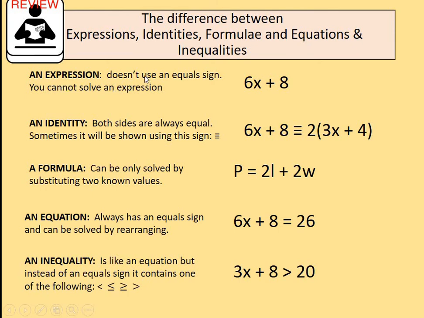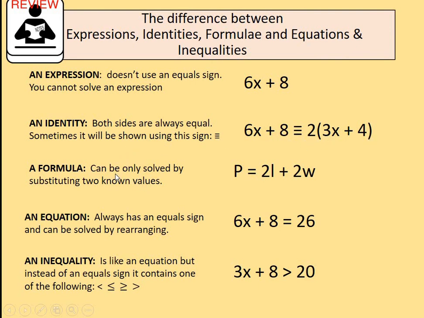So an expression doesn't use an equal sign, and you can't solve an expression. So this is an example of an expression, 6x plus 8. You can't do anything with it. It's like a statement. An identity is often shown using these 3 lines, so a little bit like an equal sign, but it's absolutely identical to. So both sides will have the same value, but will be written in a different way. So 6x plus 8 is exactly the same as 2 lots of 3x, which is 6x, 8, and 2 lots of 4, which is 8.